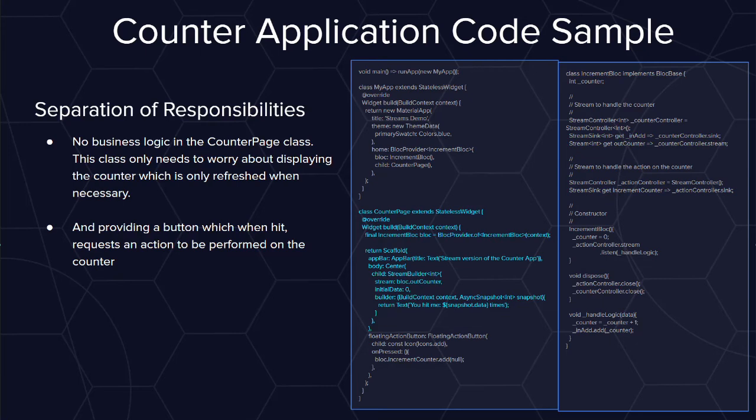The first benefit mentioned was separation of responsibilities. This code snippet shows how you can remove the business logic from the counter page class, so it only needs to worry about displaying the counter, which is only refreshed when necessary, and provides a button which, when hit, requests an action to be performed on the counter. This is a great example of how reactive programming, separating the business logic from the front end, is very beneficial.